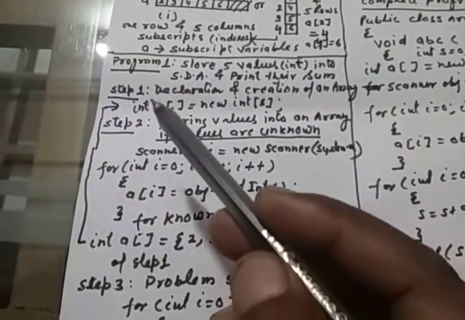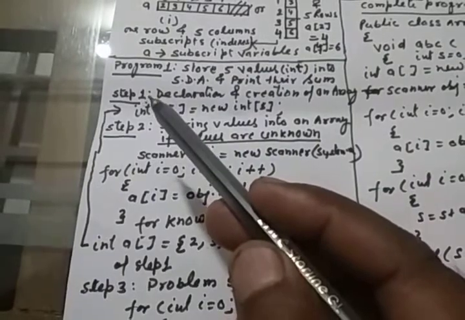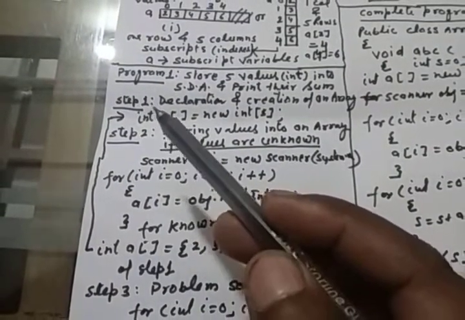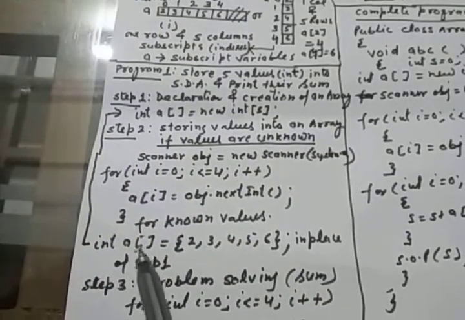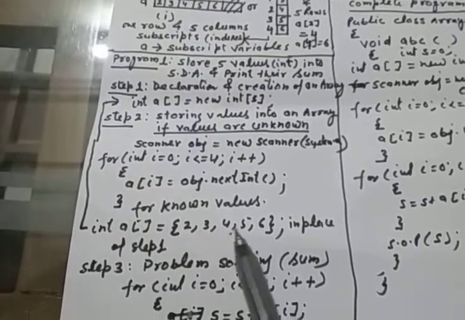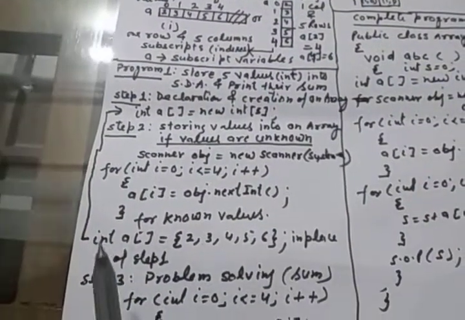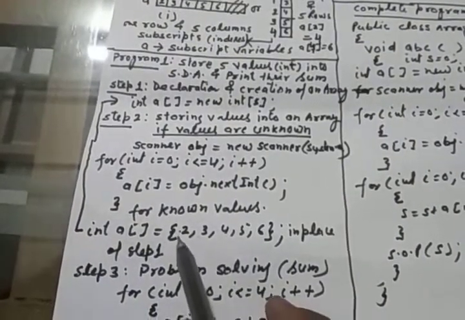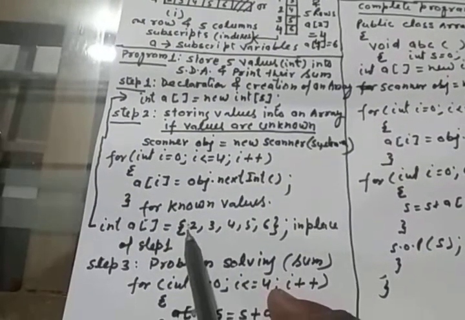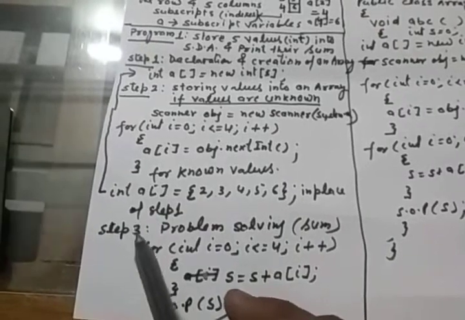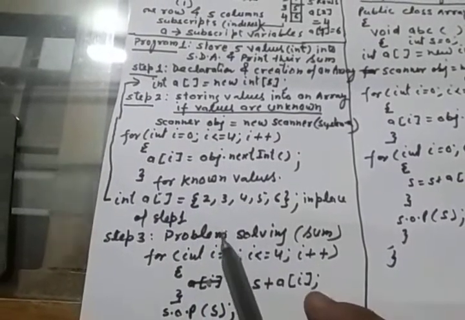So there is no need to write step 1 and step 2 separately. You write only, in place of step 1, int a, then within curly brackets these values. So the work of step 1 and step 2 will be done only by a single statement which is written over here. Okay. So next is step 3, problem solving.